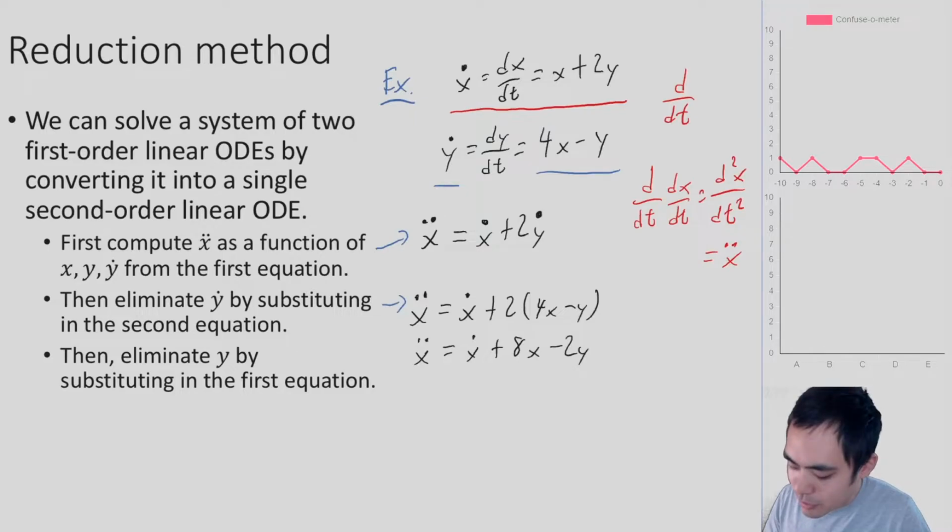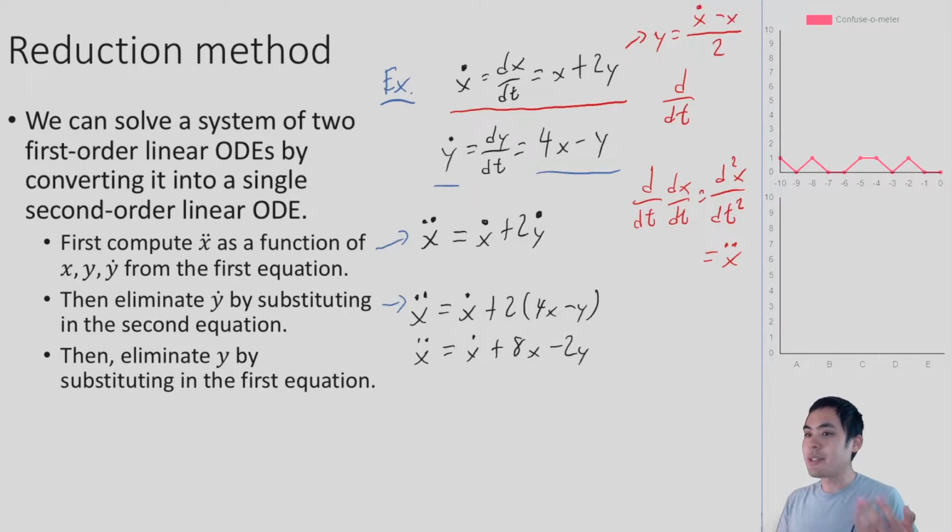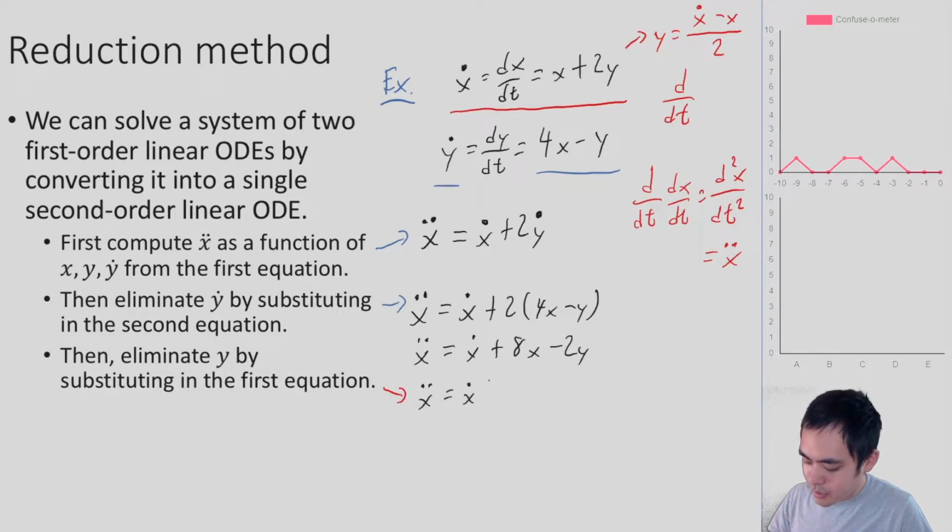And so notice up here, you can convert this into the equation y is equal to x dot minus x, divided by 2. Okay, so we subtracted x from both sides of that equation and divided by 2. And so we know what y is in terms of x dot and x, and we can substitute that in as well. So when we do that, this gives us x double dot is equal to x dot plus 8x minus 2 times x dot minus x divided by 2.